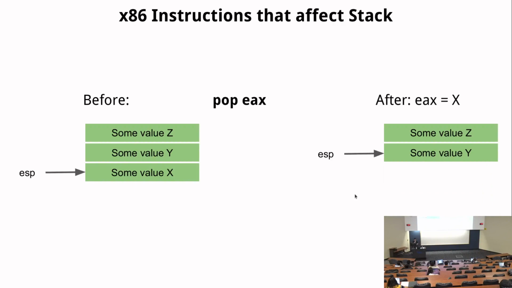Pop is the opposite. Let's say ESP points to the value X. We pop EAX, then whatever ESP points to will move to EAX, so EAX will equal X. Then ESP will be incremented, so ESP will point to Y after this instruction. The X here is actually still there. It's not changed, no instruction changes that. It's still here, but it's technically not in the stack anymore.